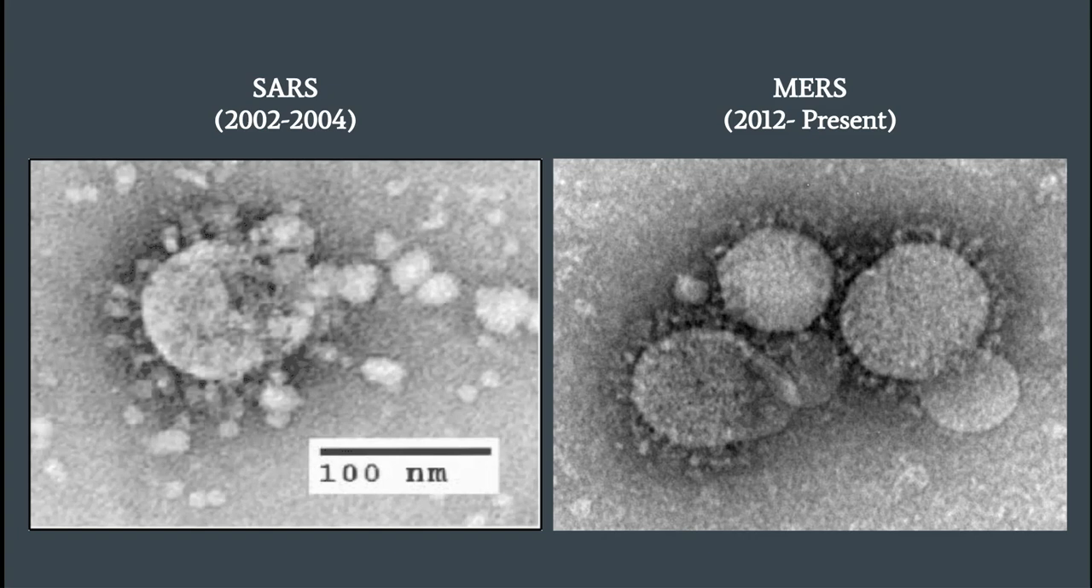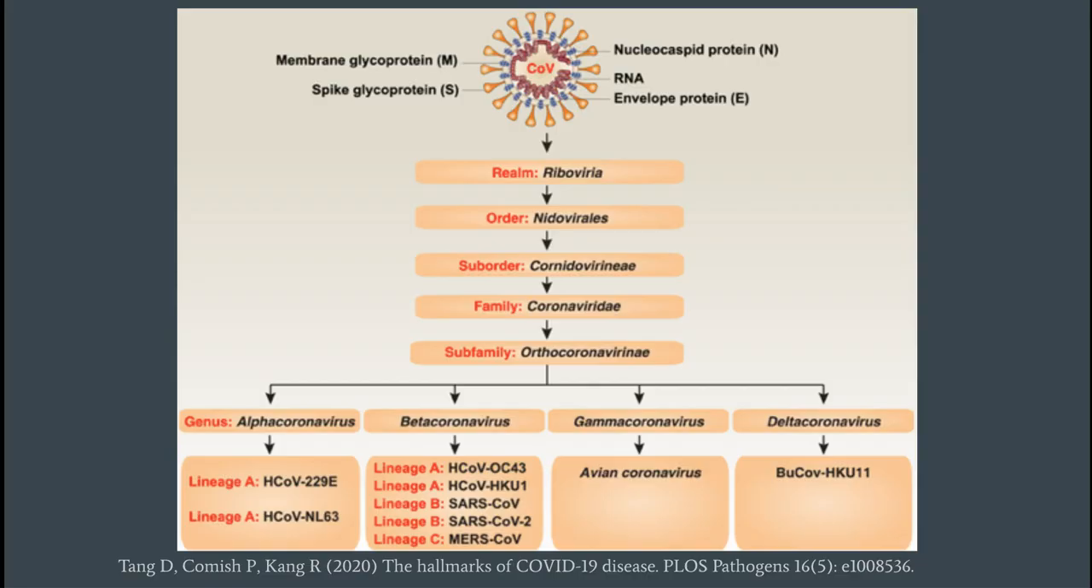The 2 coronaviruses that I'm going to talk about are SARS and MERS. If you look at both images, coronaviruses are named for their crown-like spikes on their surface. The name coronavirus is derived from the Latin word corona, which means crown. This right here is a schematic representation of the taxonomy of coronaviruses.